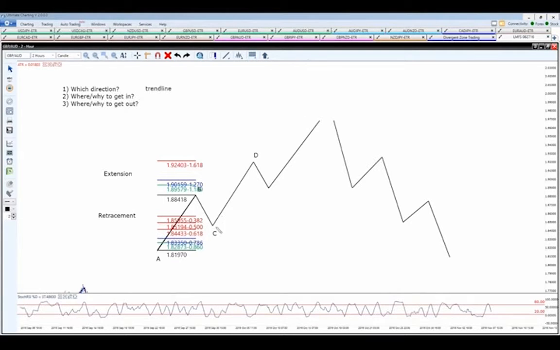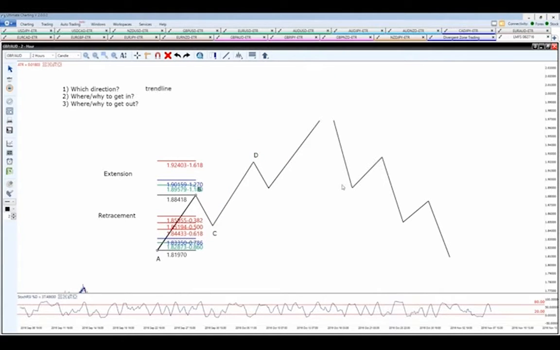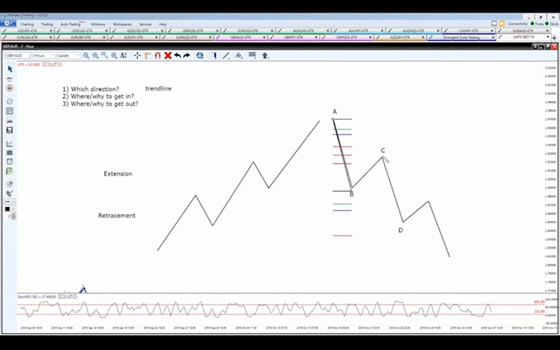As long as the market keeps going up, A, B, C, D, and then A, B, C, D, just like that here. Now the same thing happens when the market is going down. We can do the exact same thing. We have a downward A, B, C, D, just like that, and then we can simply do our Fibonacci's just like that, A, B, C, D, A, B, C, D, just like that.